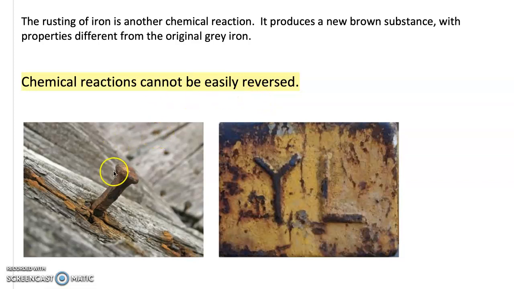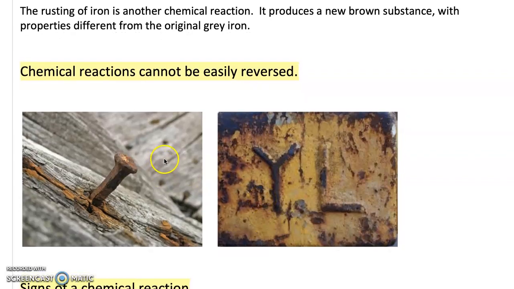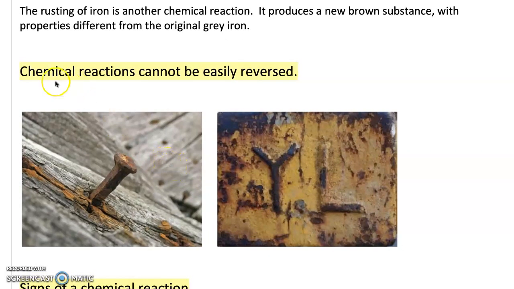When you're looking at something like an iron nail that's rusting, you've ended up with this new brown substance. The properties are different from that original grey iron. We try and stop rusting in some cases. So for example here, on things like boats, they will paint them with very thick paint, and that's to try and stop moisture touching the metal and having it rust. So again, physical change can be reversed. Chemical reactions cannot be easily reversed.